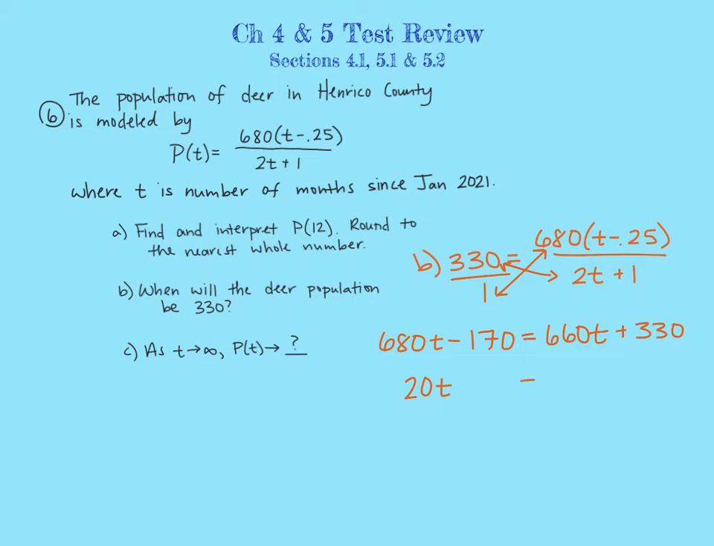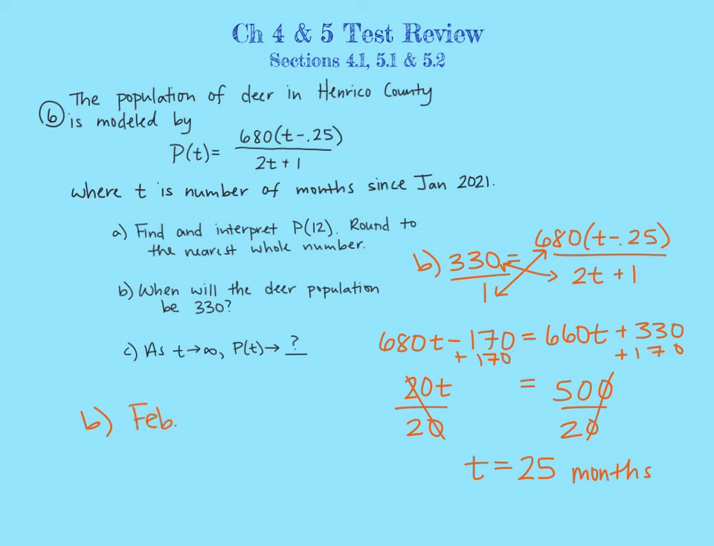Then I'm going to add 170 to both sides. When we add 170, here it obviously cancels, and over here we'll have 500. Then we want to divide both sides by 20. When we do that, we're doing 50 divided by 2, which is 25. So it looks like 25 months after January of 2021. So that is 2 years and 1 month. So it's technically t equals 25 months, but it is asking when. So when is that? It's going to be February of 2023. Cool. I wonder if we're right.